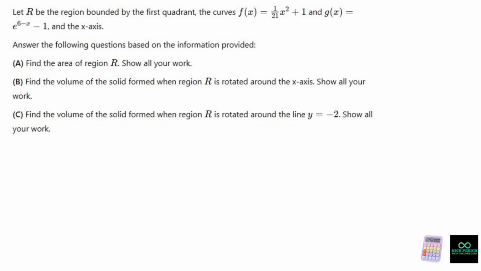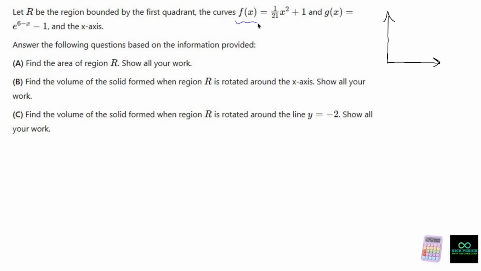So let's kind of draw ourselves a picture, because I know what's going to happen, especially since I created this problem. The curves f of x equals 1 over 21, x squared plus 1, and g of x equals e to the 6 minus x minus 1, and the x-axis. I don't know why the x-axis has to be thrown in there if it's the first quadrant. Thank you, but no thank you, ChatGPT.